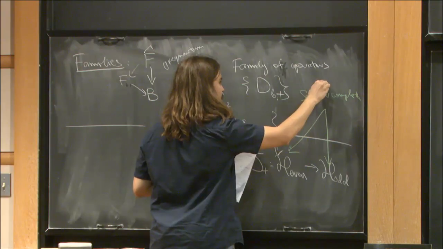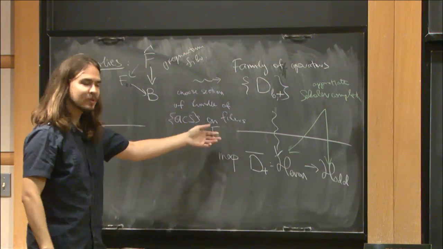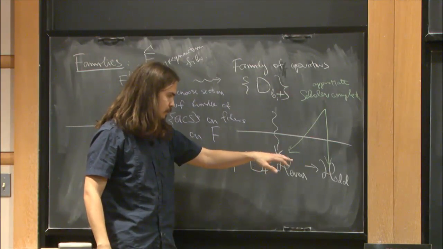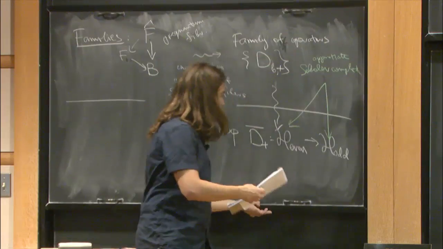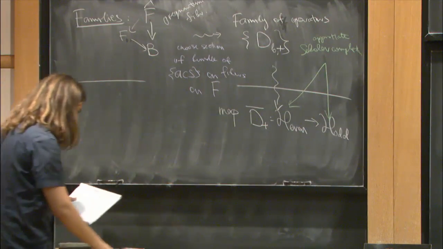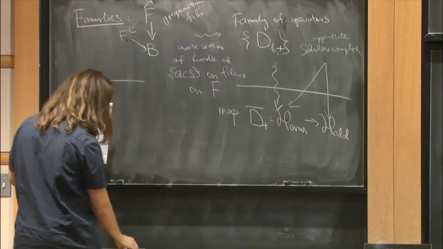Appropriate Sobolev completions. Right, it's an order 1 operator. One can take a Sobolev space with one derivative here and with 0 derivatives here, for example. Okay, so we have this map, a Fredholm map.